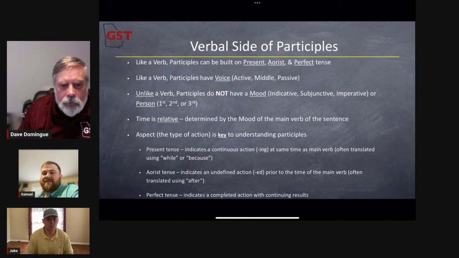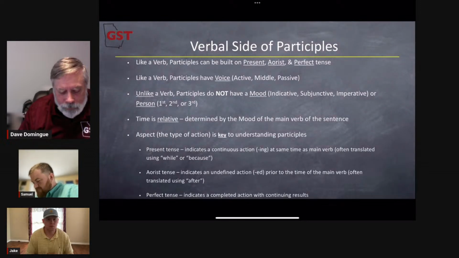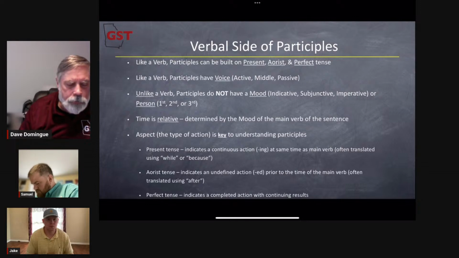Passive? No, passive is voice, right? Oh, that's right. Keep guessing. So we have tense, voice, and mood. And then we have person and number, right? Person and number: first, second, third person; number, singular, plural. Tense, voice is active, middle, or passive.